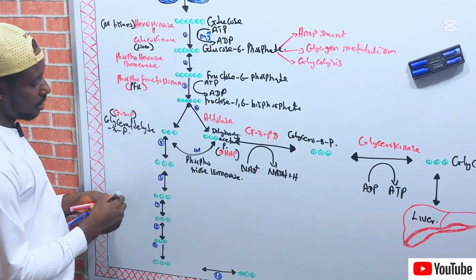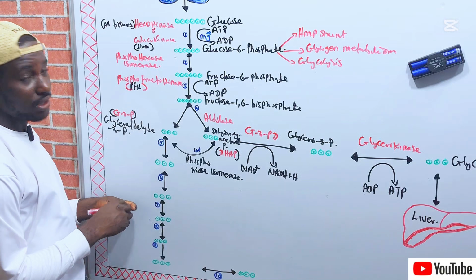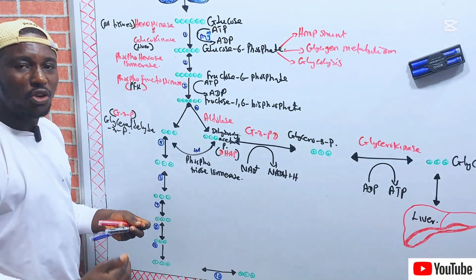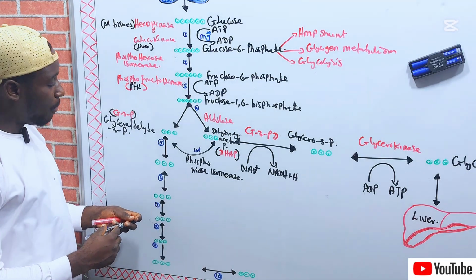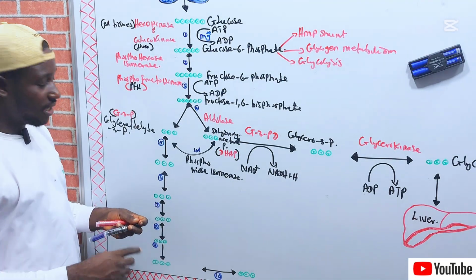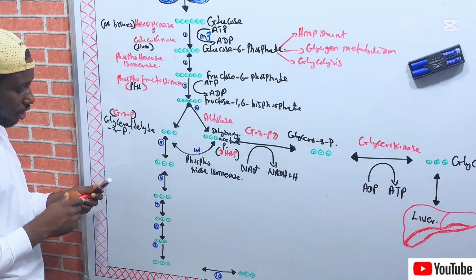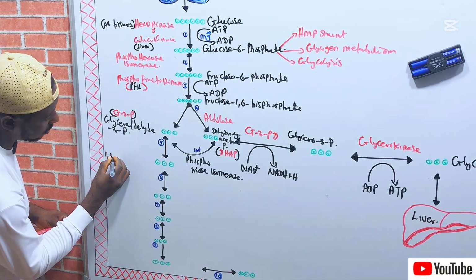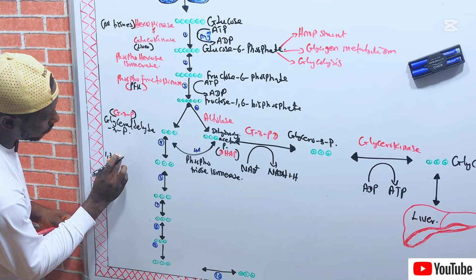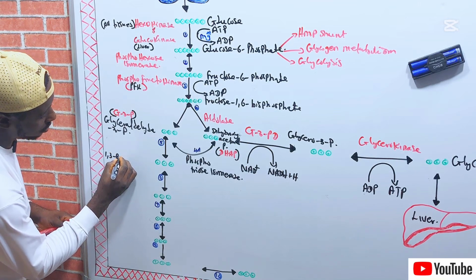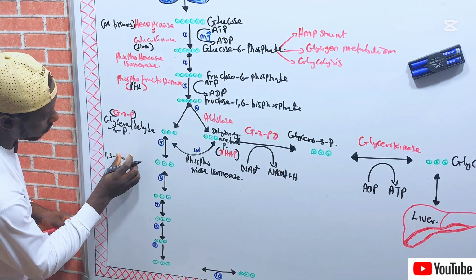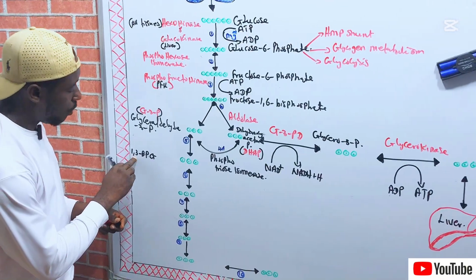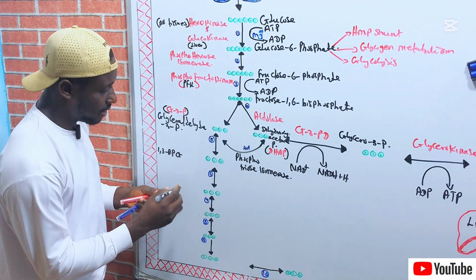Now, glyceraldehyde 3-phosphate will be dehydrogenated and simultaneously phosphorylated to form 1,3-bisphosphoglycerate. Look at it here, to form 1,3-bisphosphoglycerate, right?